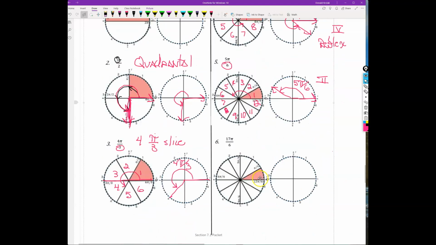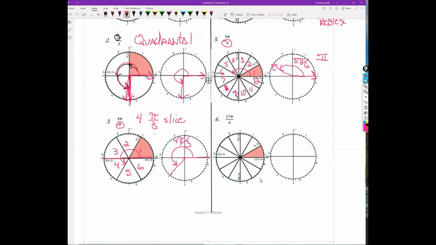Okay, 17 pi over 6. Cut the top half into 6 slices. The bottom half into 6 slices. So 12 slices is the whole circle. And now we're going to count 17 of them.